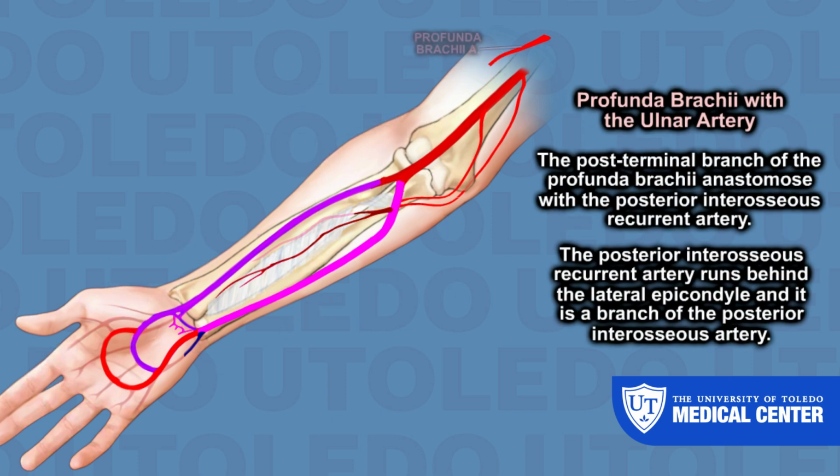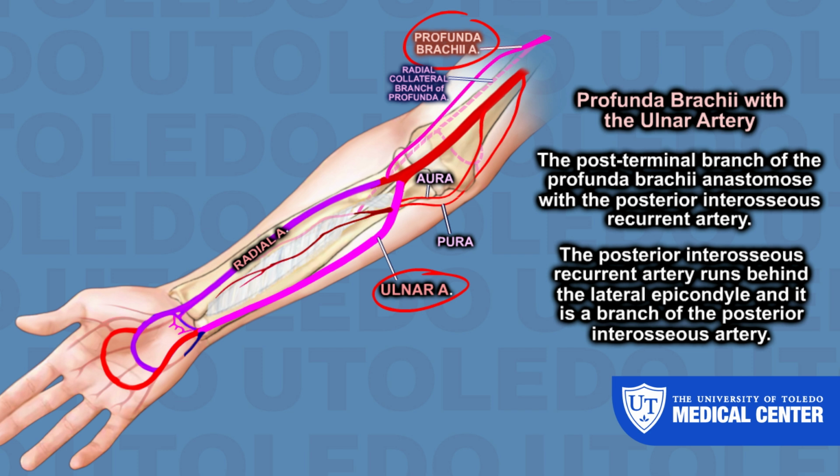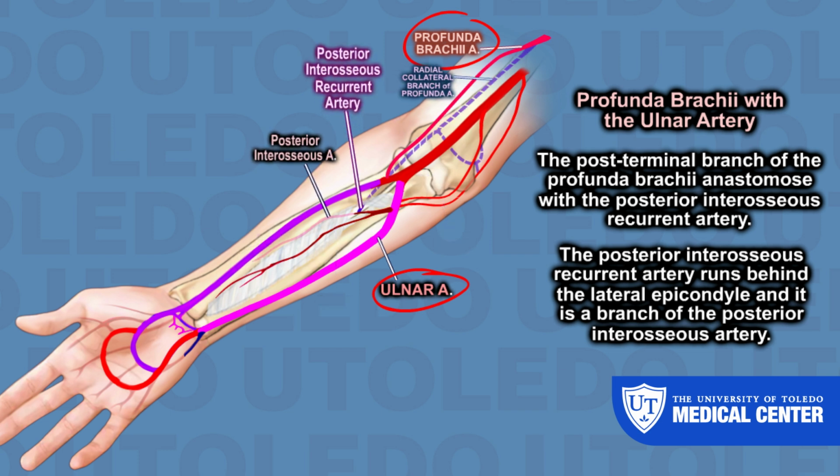The profunda brachii with the ulnar artery. The post-terminal branch of the profunda brachii anastomoses with the posterior interosseous recurrent artery. The posterior interosseous recurrent artery runs behind the lateral epicondyle, and it is a branch of the posterior interosseous artery.